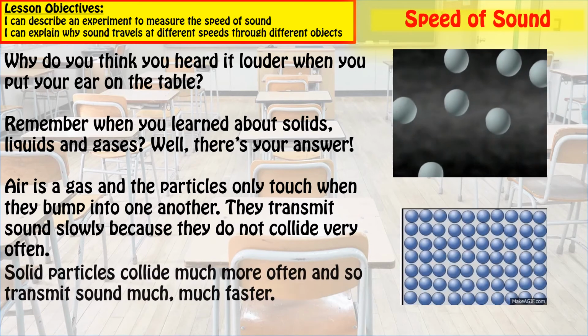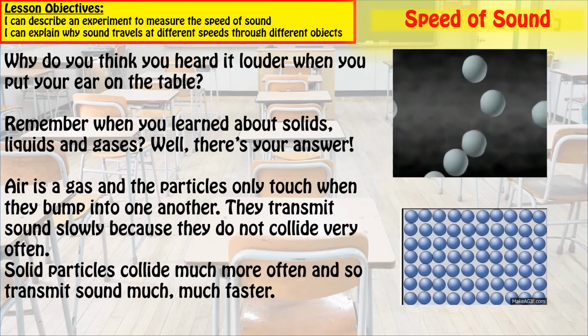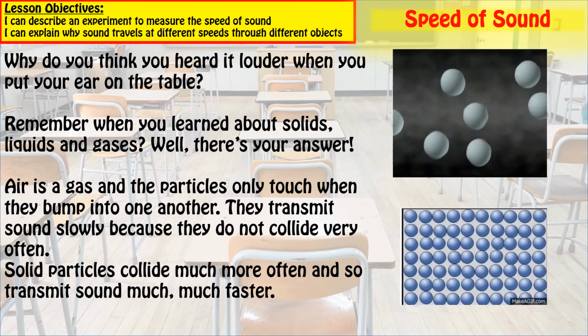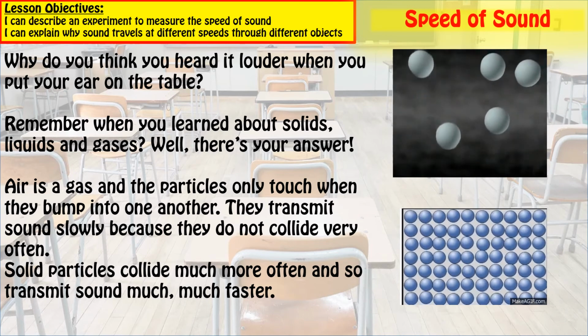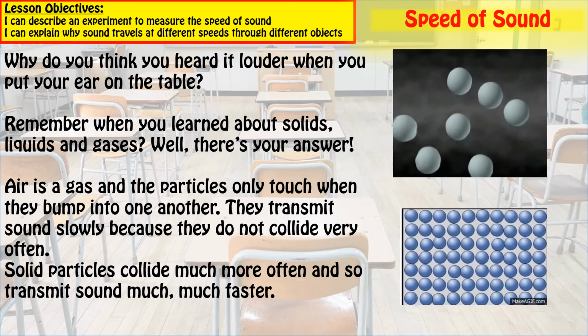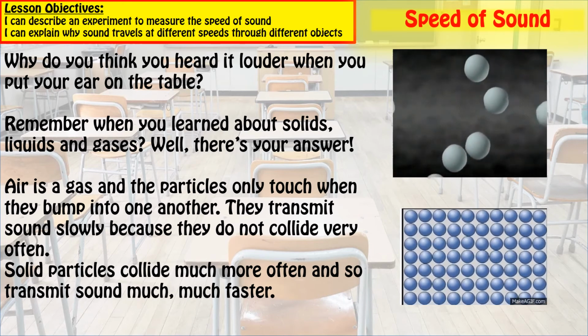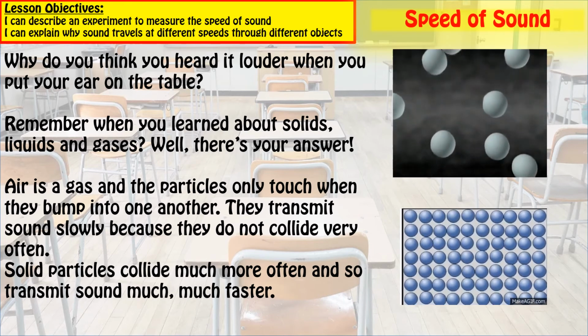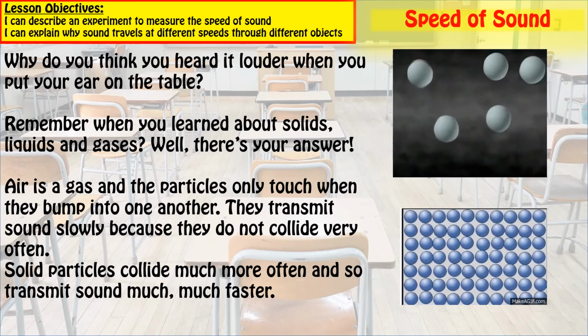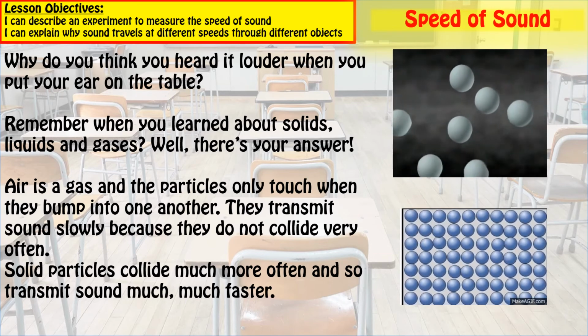A solid, on the other hand, the particles are arranged in rows and columns. They're touching all the time, so the sound is able to go particle to particle to particle to particle much, much faster because those particles are touching. So we now know that sound can only travel from particle to particle when the particles touch.